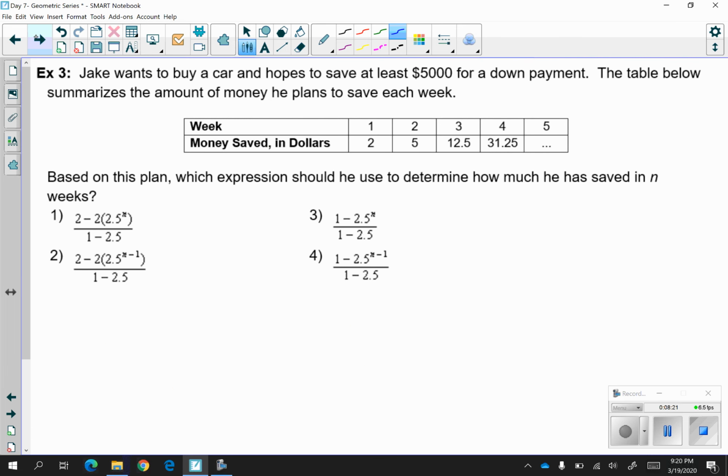Let's try an actual Regents question for multiple choice. We have that Jake wants to buy a car and hopes to save at least $5,000 for a down payment. And we have that the table below summarizes the amount of money he plans to save each week. So based on the plan, which expression should he use? Now, they're using a series formula because they're adding up how much money you save per week, right? So you have to add everything together to find the total amount saved.